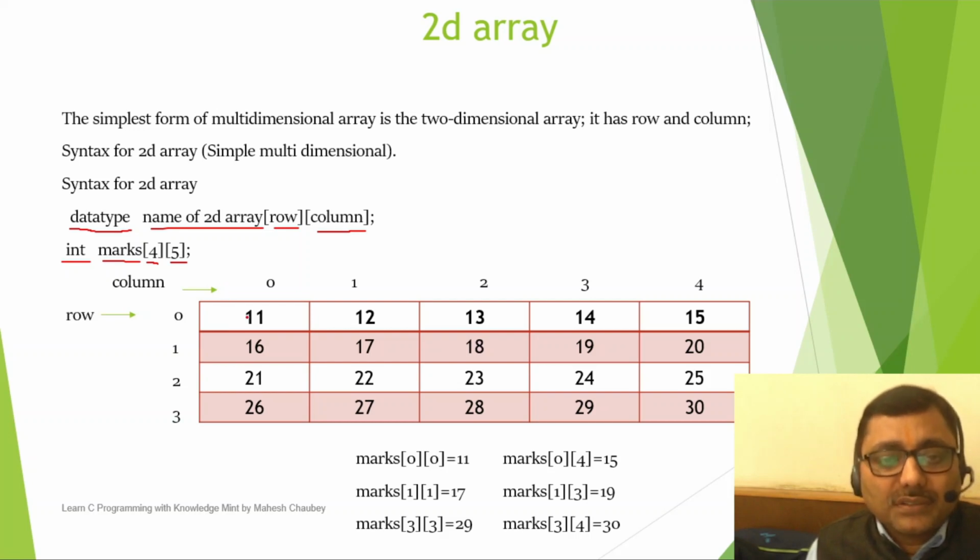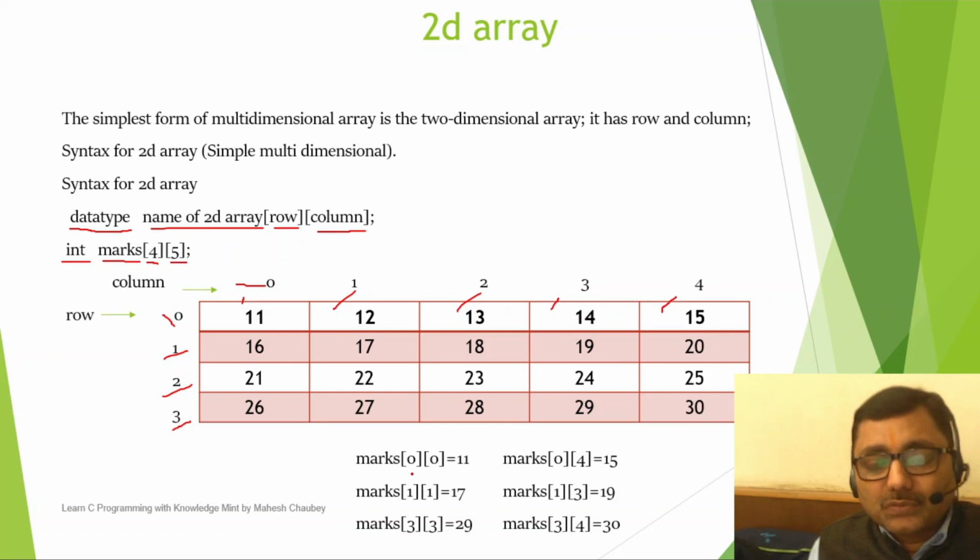Inside memory, it can be depicted like this. This is row 1, 2, 3, 4, and this 0, 1, 2, 3 is the index for that particular row, and this is column 1, 2, 3, 4, 5, and these are the indexes 0, 1, 2, 3, 4.